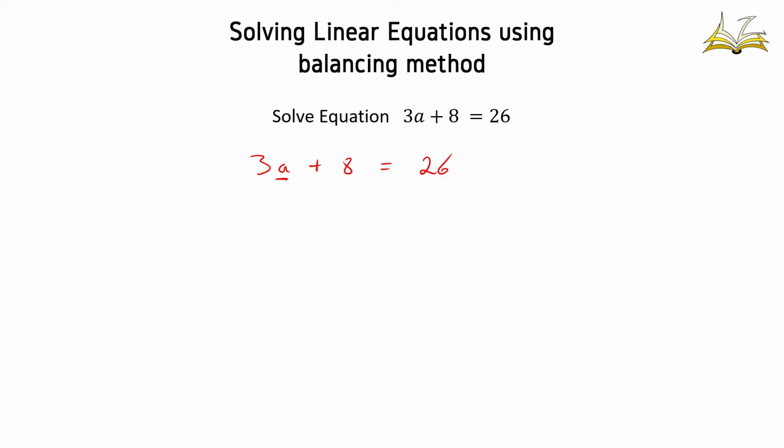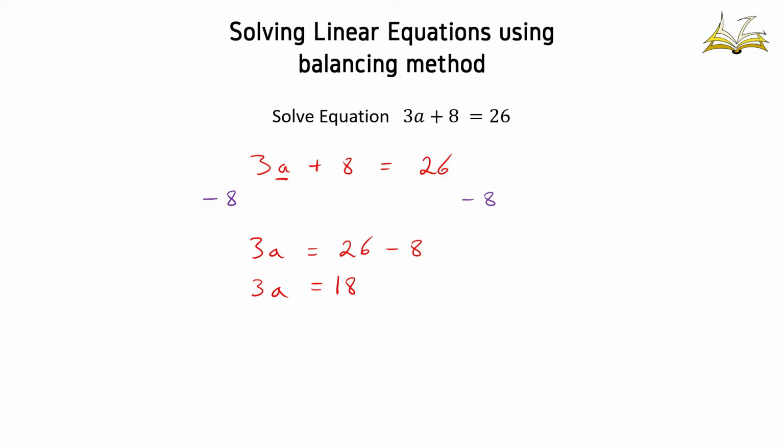So the opposite of adding an 8 is taking away 8. So we're going to take away 8 on both sides of the equation. That's why it's called balancing, because you want to balance both sides like a seesaw. So what you do to one side, you do to the other side. We now write 3a is equal to 26 take away 8, okay? And 26 take away 8 is 18. So 3a is equal to 18.